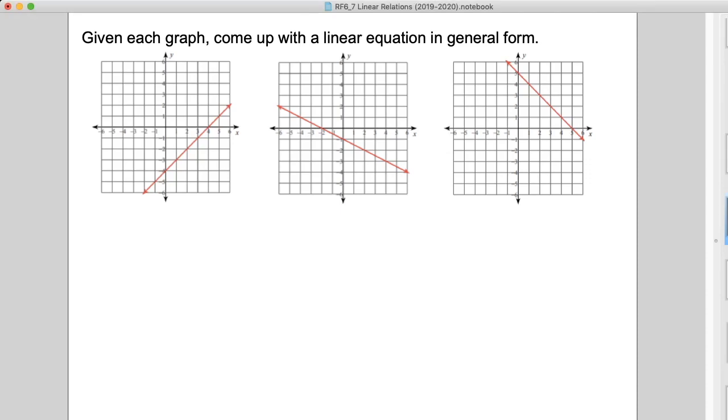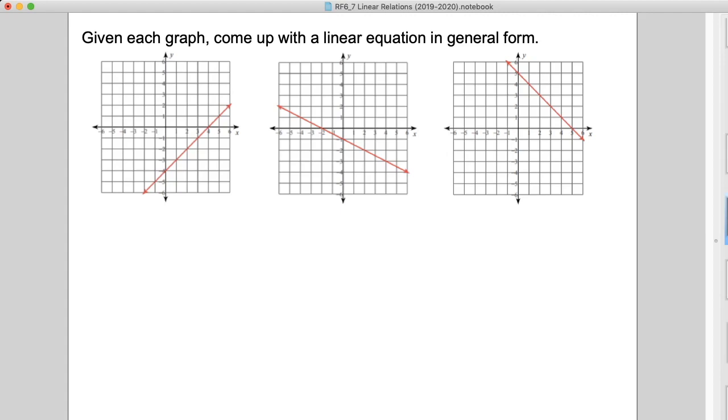So in this example, we're given 3 graphs and we want to come up with a linear equation in general form. What we want to do first is identify what's going to be easier for me to work with. We've talked about slope-intercept form and point-slope form. So we can use either one of those to start off with, and then from there we're going to convert it into general form. So in this first example, let's go ahead and use slope-intercept form first.